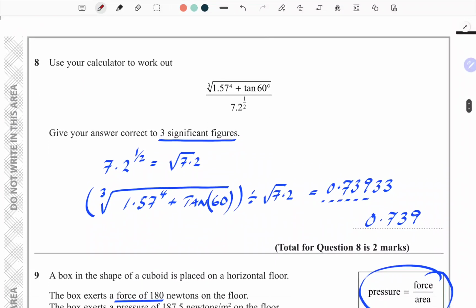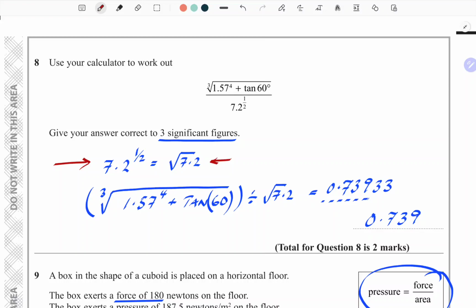Number 8. Okay, use your calculator. Now, obviously, when I'm doing it on screen like this, I can't show you what to punch into the calculator, but what I can do is point out one thing you have to be careful about. This 7.2 to the power half, which is in the denominator, is the same as square root of 7.2.